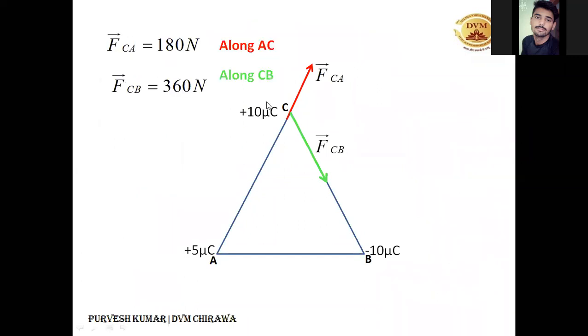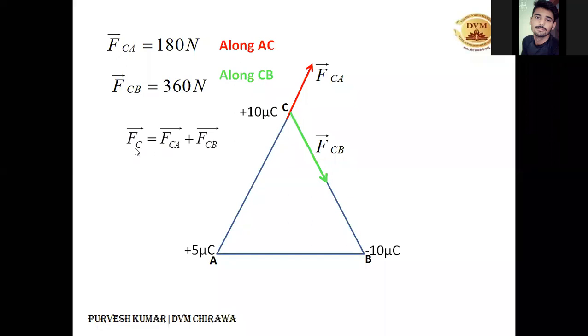So moving further, you can see this thing. In the previous slide, we have found that force on C due to charge placed at A is 180 Newton, and it is along AC. And force on C due to charge placed at B was 360 Newton, and it is along CB. The angle between these two forces is 120 degree, because it's an equilateral triangle, all the angles will be 60. When this is 60, this comes out to be 120 degree. So the net force on the charge placed at C is the vector sum of the force on C due to charge placed at A and the force on C due to charge placed at B.